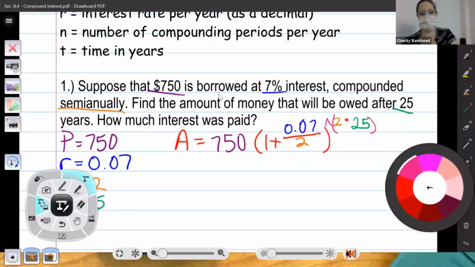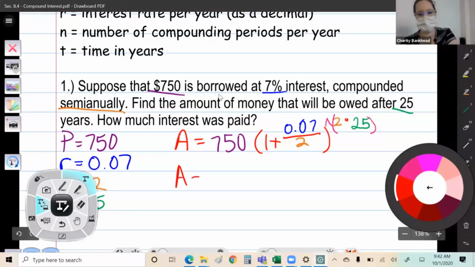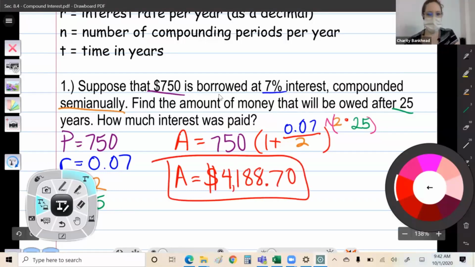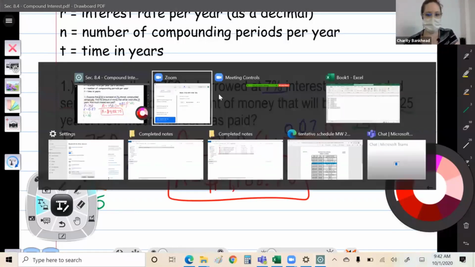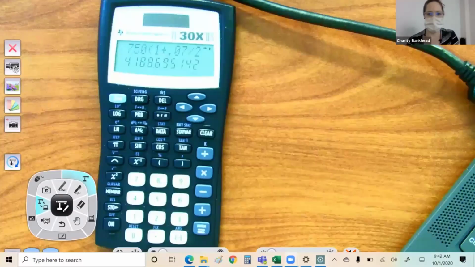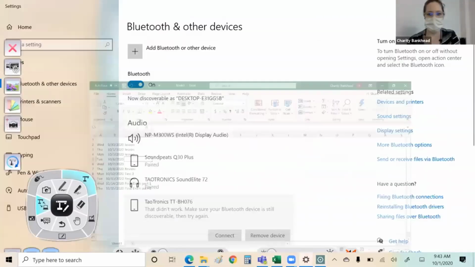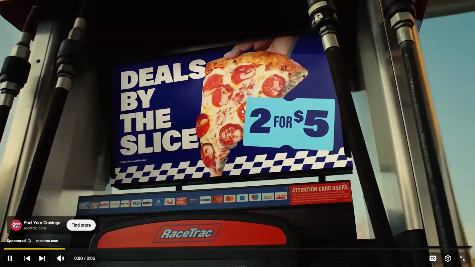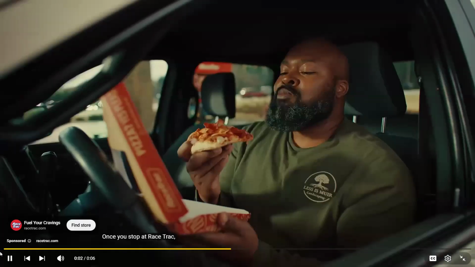And then I forgot to show the answer to the second part, which was how much interest is paid. But to figure that out, all you need to do is just subtract the principal from the answer that you already got. So it ends up being $3,438.70.